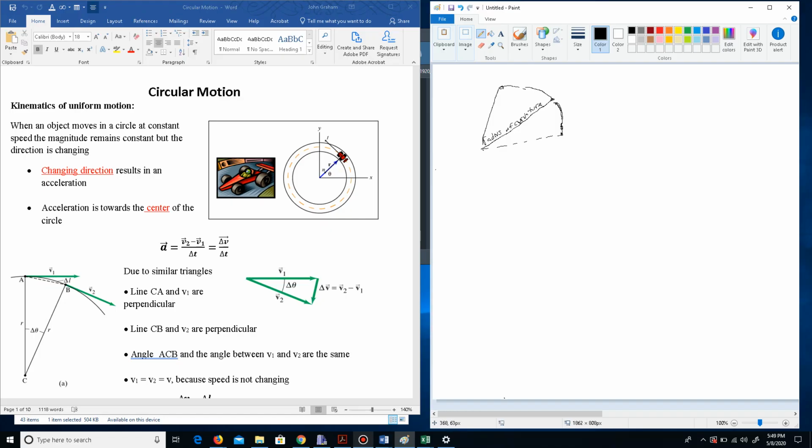And so when you have a changing direction, you have an acceleration. And this acceleration points towards the center of that circle. Okay, so acceleration is towards the center. And we actually call this a radial acceleration.